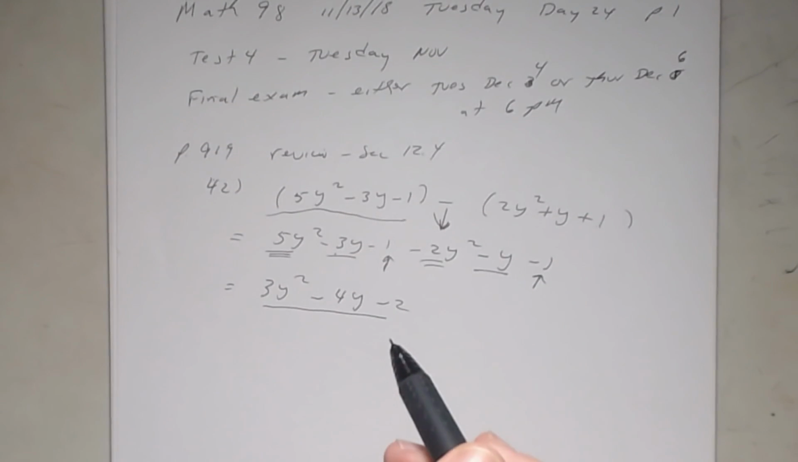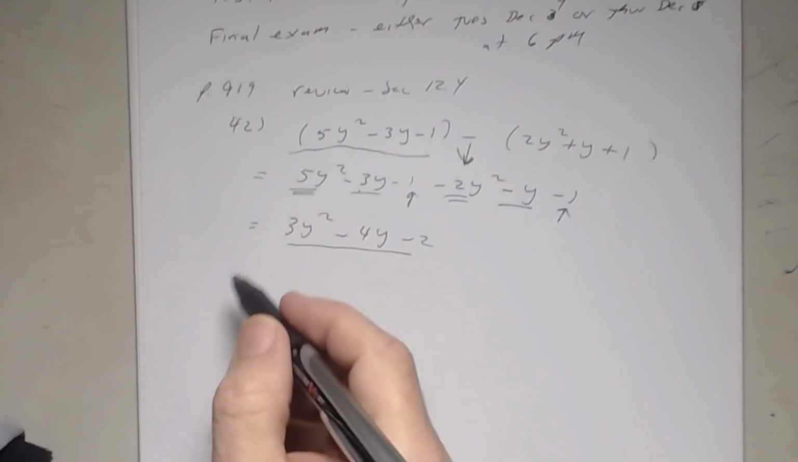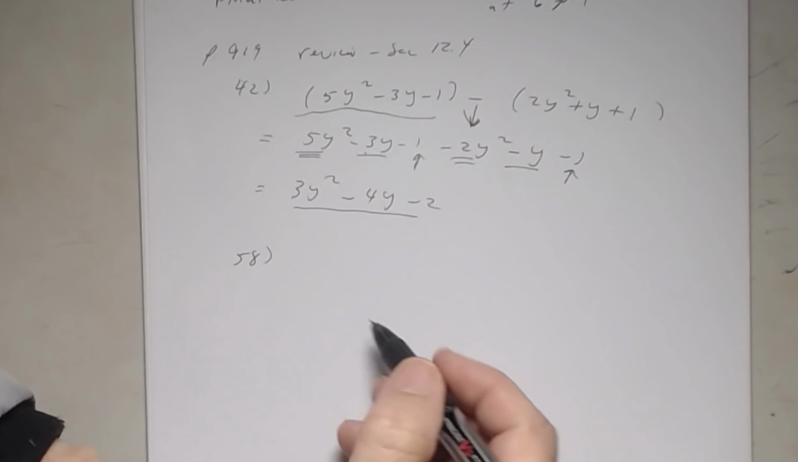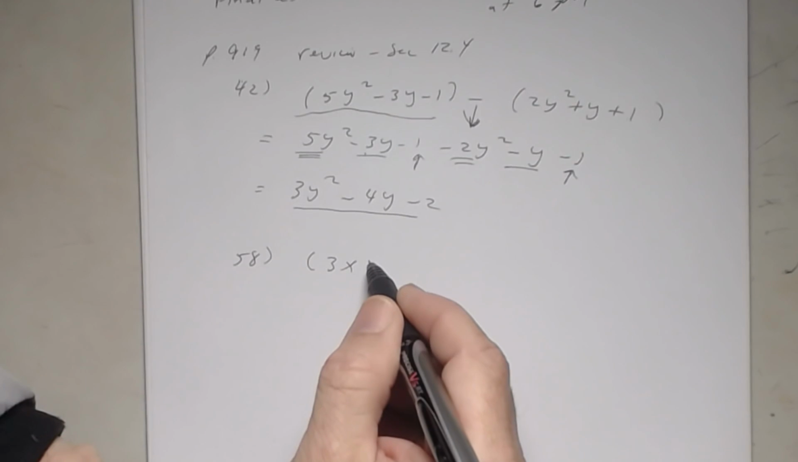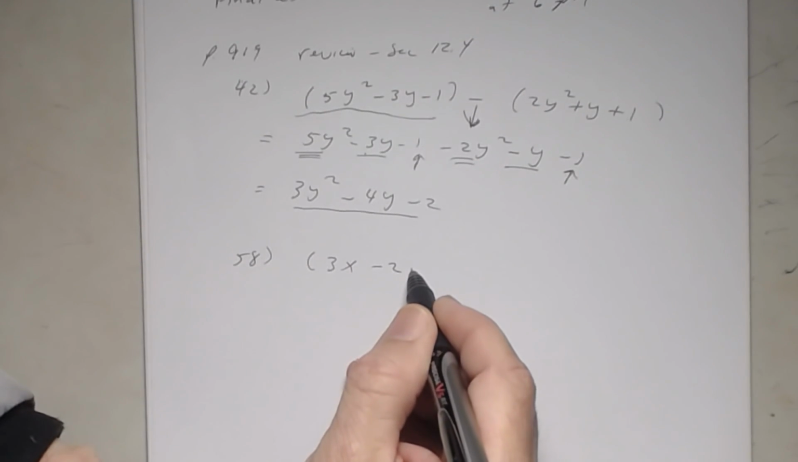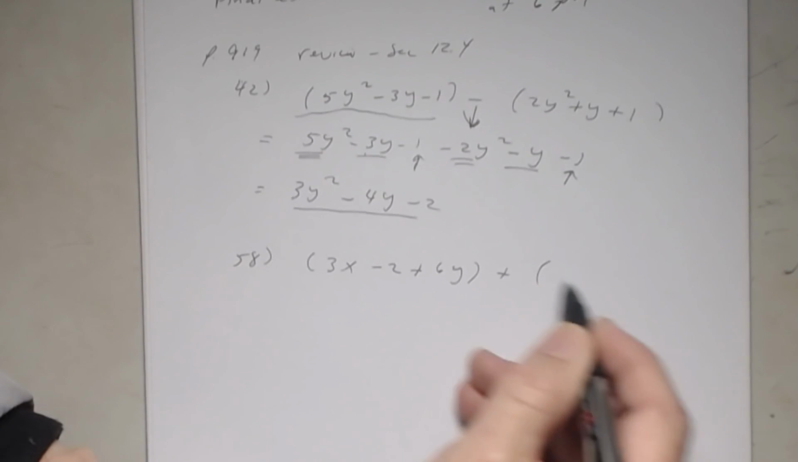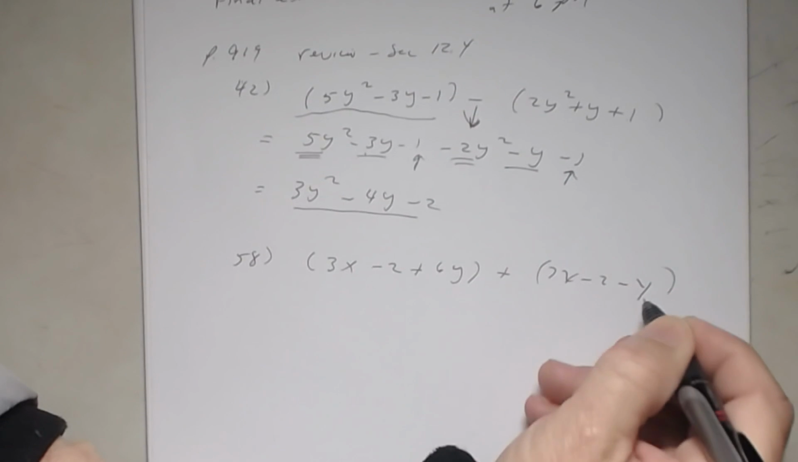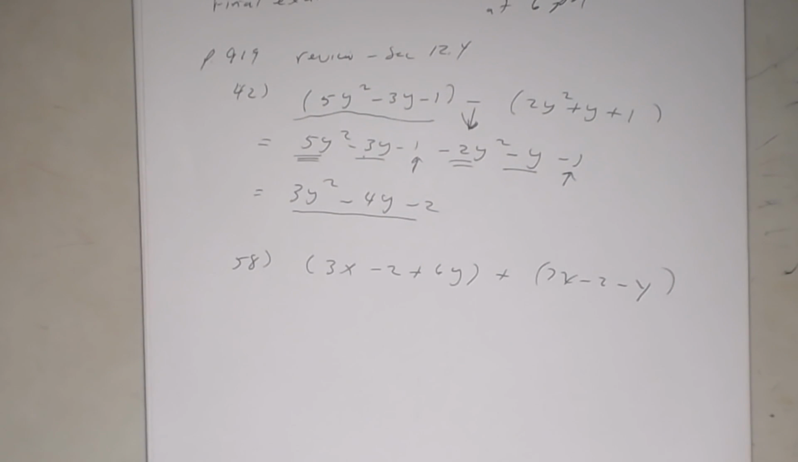Okay? And then if you look at, let's say, number 58. All right, 58, you have 3x minus 2 plus 6y. And then you're adding that polynomial to this polynomial, 7x minus 2 minus y. Okay, so this time you're adding them. So the adding polynomials is the easy part. And since I'm adding them, I can just go right ahead and combine that like terms.